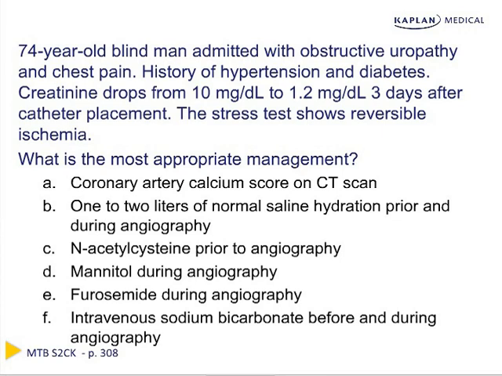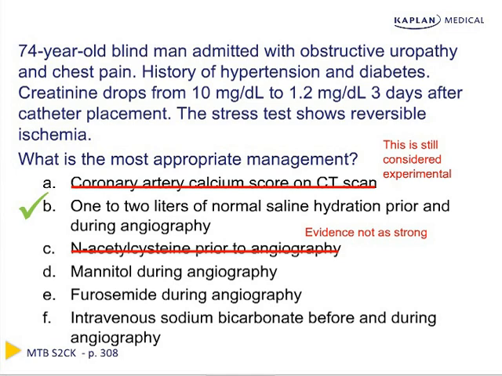Although several of them look tempting, the best answer for the USMLE Step 2 is B, 1 to 2 liters of normal saline prior and during angiography. Saline hydration has the most proven benefit of preventing contrast-induced nephropathy. The rest of these, although sometimes done by practitioners, either in the hospital or in the clinic, don't have as strong of evidence. A coronary artery calcium score is still considered an experimental intervention. So experimental treatments are never the correct answer as most appropriate management on the USMLE Step 2.